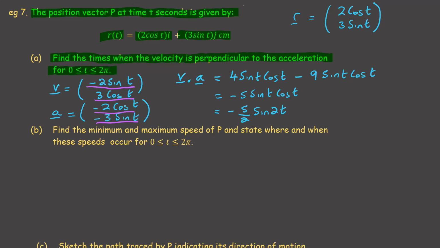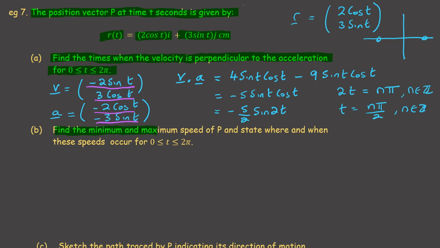So for that to be 0, we need 2t to be equal to some multiple of pi. Remember, the sine is 0 here and here, for n belonging to Z, which means that t is equal to n pi by 2, n belongs to Z, as we outlined in the last lesson.